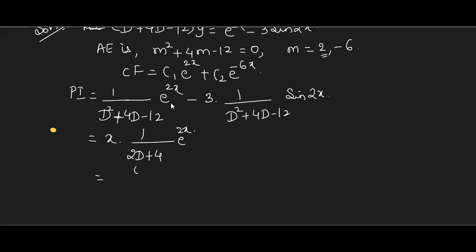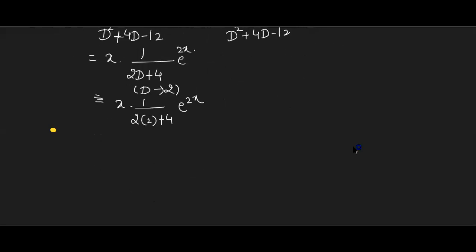So shall we replace it? Replace d by 2 now. So this is x, upon 2 into 2 plus 4. Am I correct? What is the answer now? 2 2s are 4, 4 plus 4 is 8, right? x e raised to 2x upon 8.